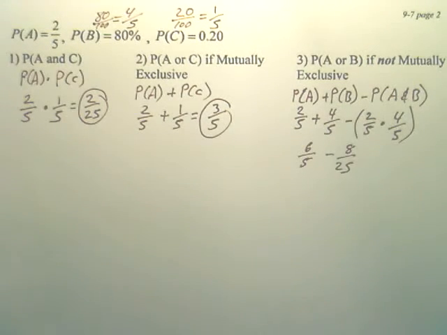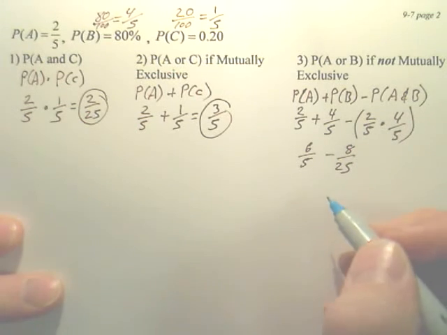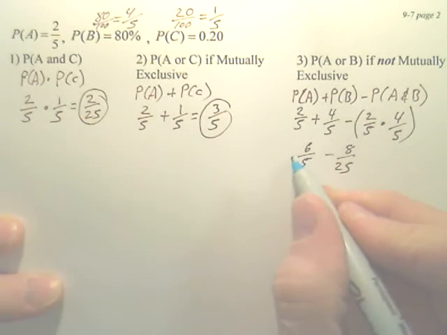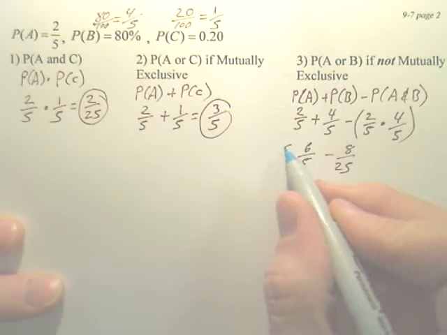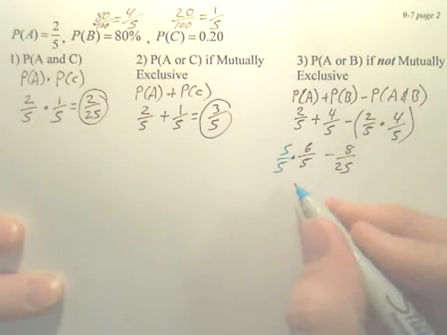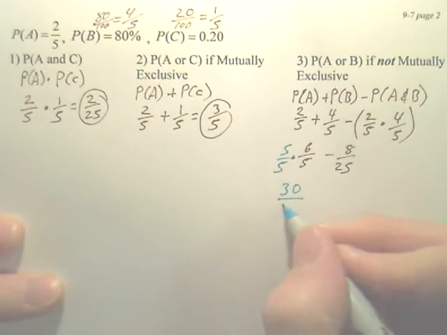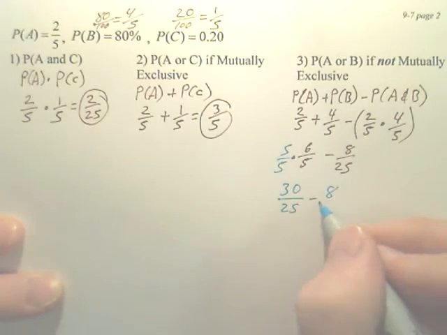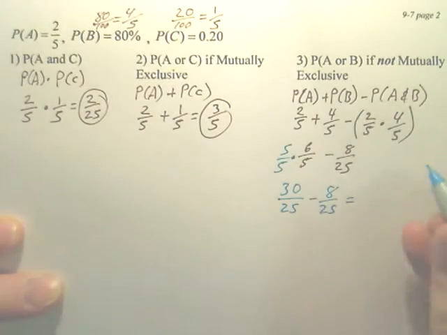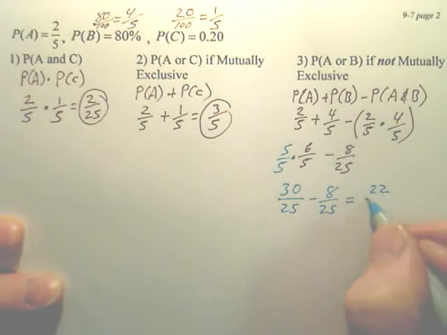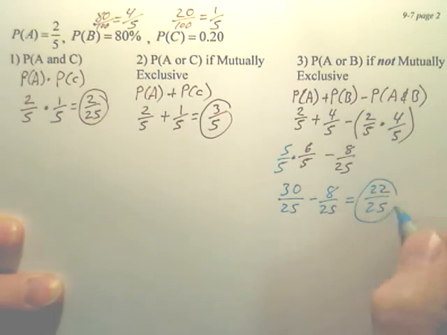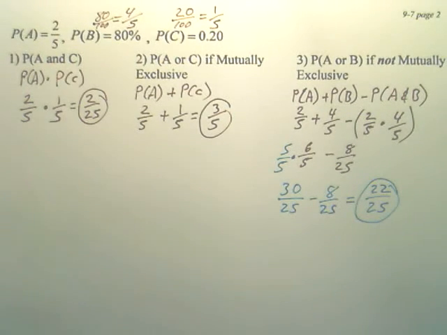Now, some of you might not like fractions, but how do we subtract these two fractions? We have to get a common denominator. What looks like a good common denominator? 25. So can I multiply this by 5 over 5? I now have 30 25ths minus 8 25ths. That would be 22 25ths, which is about 88% chance of happening. Okay, which is pretty high.